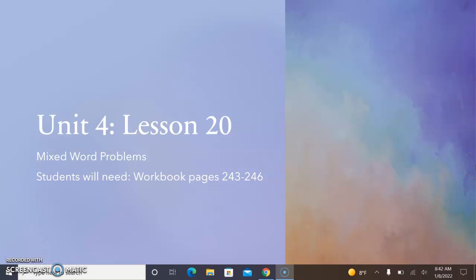Hello, second grade friends. Today we're on Unit 4, Lesson 20, and we're doing mixed word problems. You'll need to rip the next 2 pages out of your workbook, which will be pages 243 through 246.